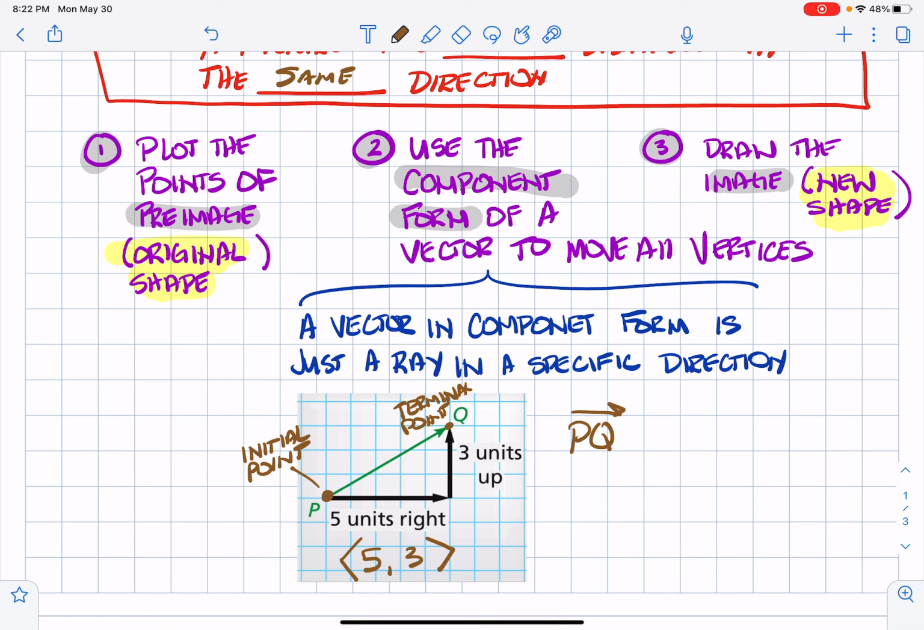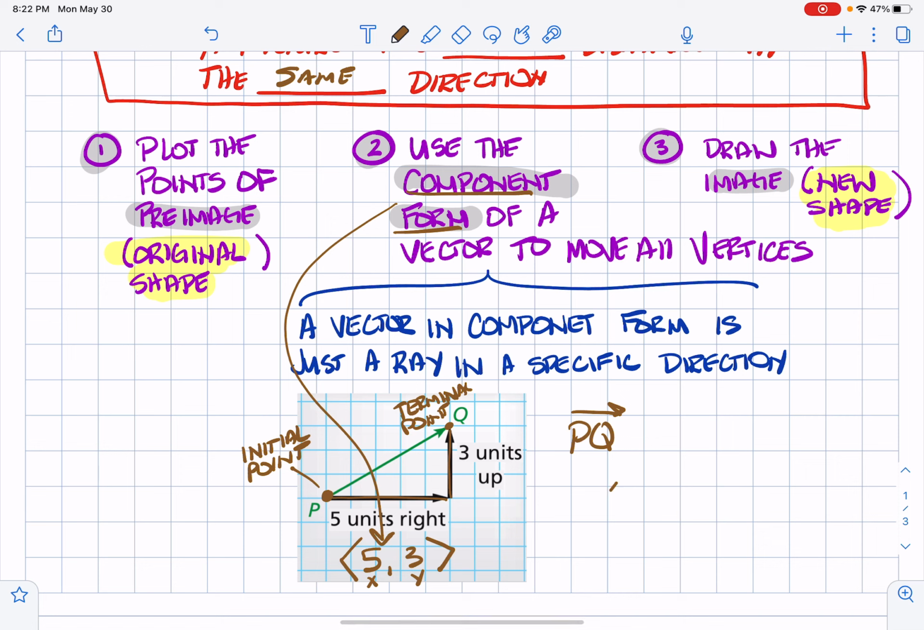And what does this mean? This means that we go 5 units in the x direction and 3 units in the y direction. So that means I'm going over 5 and up 3. It's the exact same idea as slope. So the only hard part is just getting used to the notation. So when we say in component form, this is what we're referring to right down here, in component form, okay?